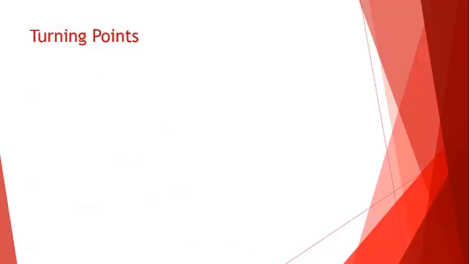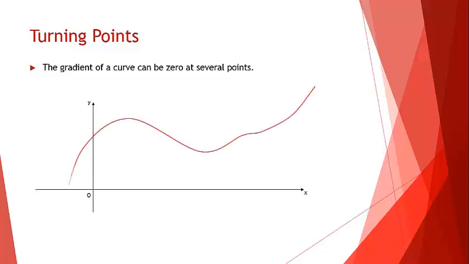Turning points. The gradient of a curve can be 0 at several points. The shape of the curve in the immediate neighborhood of one of these points belongs to one of three categories which we are going to discuss now. Moving along the curve in the positive direction of the x-axis, in the neighborhood of A, the gradient changes from positive through 0 at A to negative. So A is called the maximum turning point.